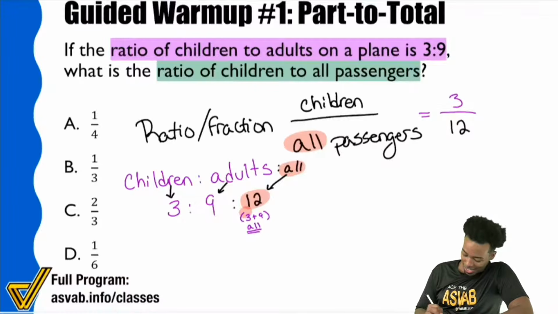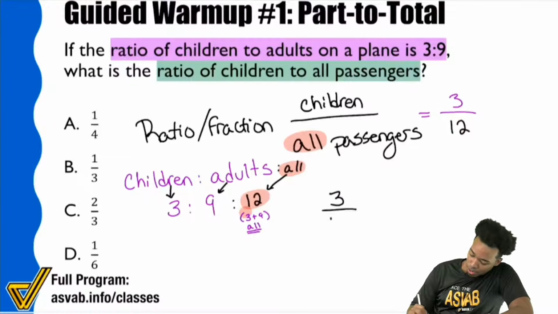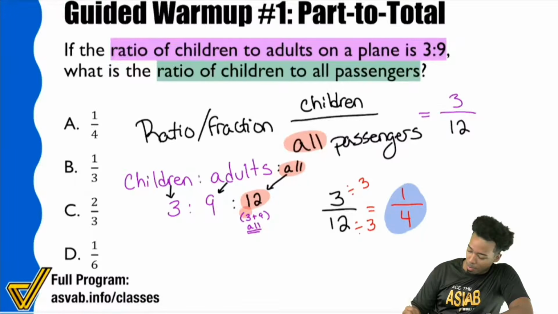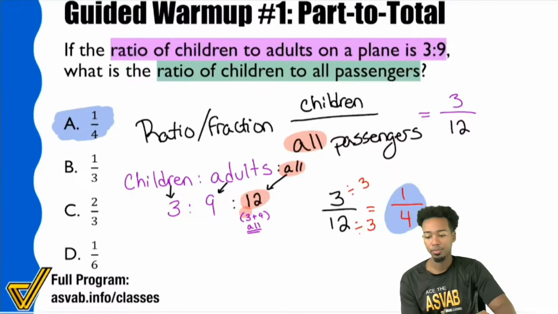So let's go ahead and get that done. So 3 over 12. Let's simplify. We can divide both 3 and 12 by 3. And so let's not waste time there. 3 divided by 3 is 1. 12 divided by 3 is 4. And that is why, surprise, surprise, the answer is actually A, 1 over 4.